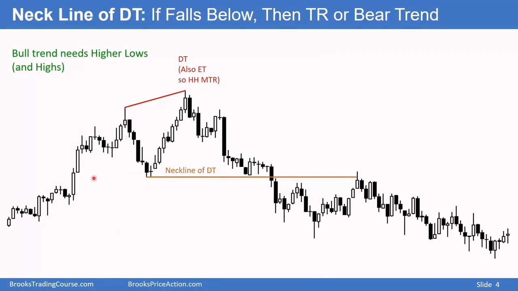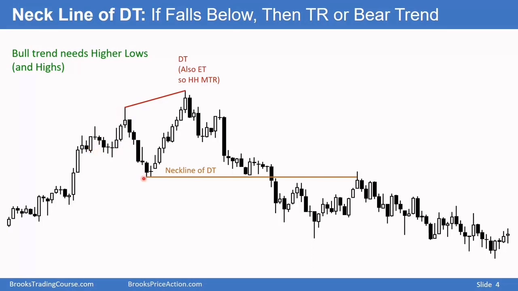The bull trend needs higher highs, and more importantly, the bull trend needs higher lows, especially major higher lows. A major higher low is a higher low that results in a strong rally, usually to a new high. This is more or less a minor higher low. It has a new rally, but the bars are not all that big. There's not much buying here. This is also a minor higher low. This is a major higher low.